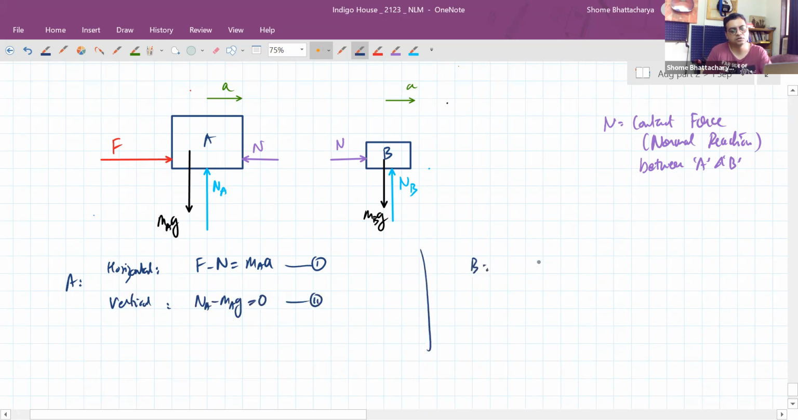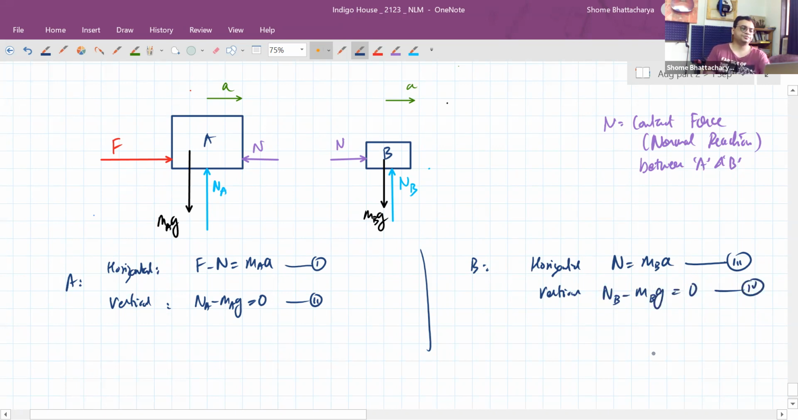As for the block B, in the horizontal direction we have N is equal to this equation. And for the vertical direction, this. And mass of A was 3 kilograms. Mass of B was 2 kilograms. Okay. So if I write equation 1, we have F minus N is equal to MA. And if I write equation 3 from here, N is equal to this.